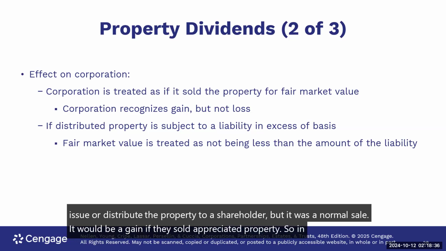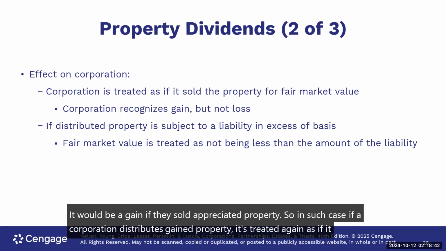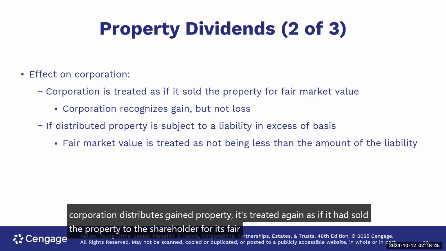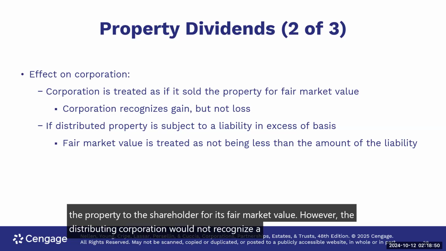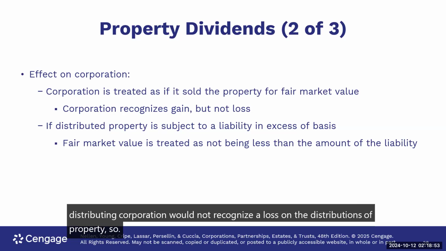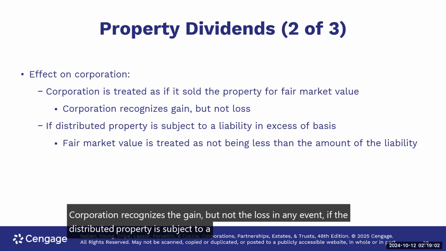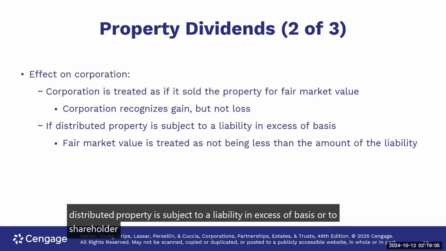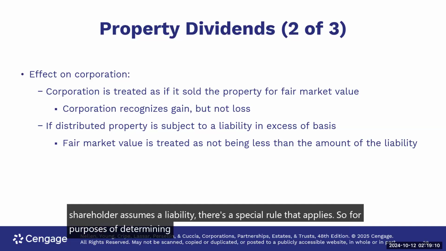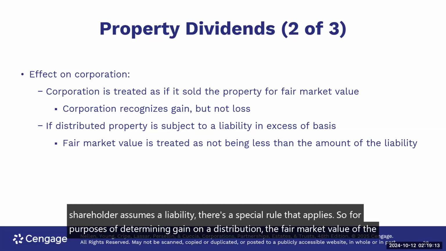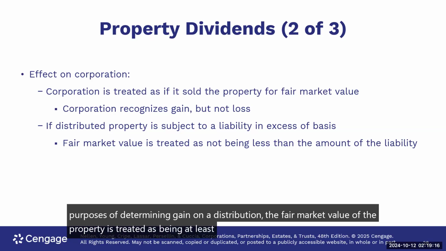So in such a case, if a corporation distributes gain property, it's treated again as if it had sold the property to the shareholder for its fair market value. However, the distributing corporation would not recognize loss on the distributions of property. So the corporation recognizes the gain, but not the loss. In the event the distributed property is subject to a liability in excess of basis, or the shareholder assumes a liability, there's a special rule that applies. For purposes of determining gain on a distribution, the fair market value of the property is treated as being at least the amount of the liability.